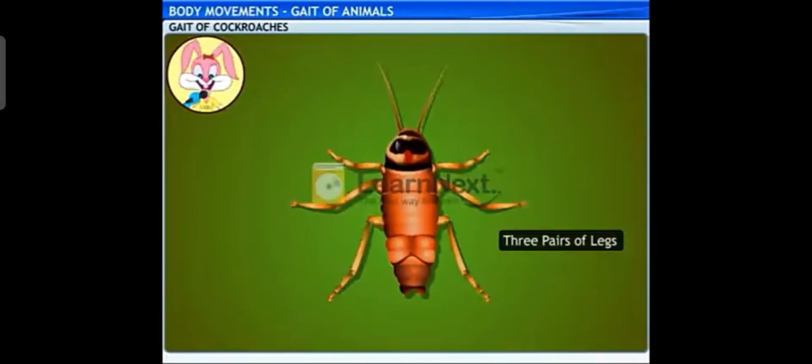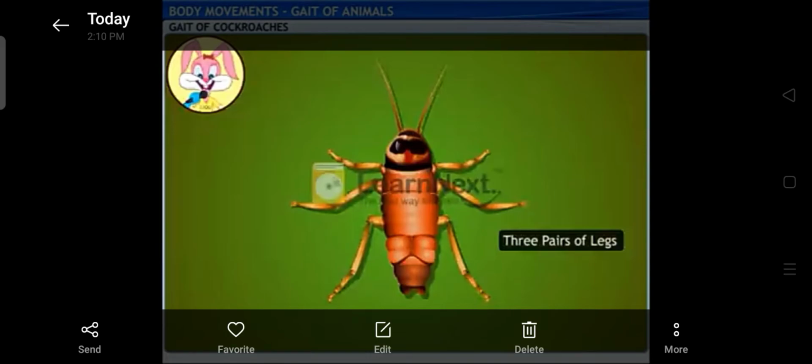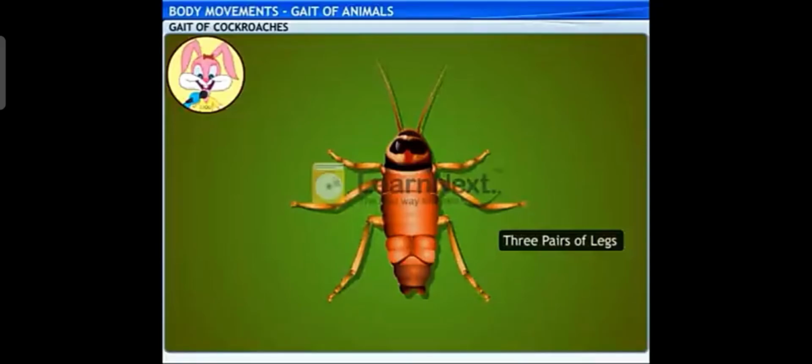So, how is this motion taking place? The cockroach walks with the help of three pairs of legs. You can see here 1, 2, 3, 4, 5, 6. Six legs means 3 pairs, and 1 pair means 2 legs. One pair here, a second pair here, and a third pair at the back. So, 3 pairs of legs help the cockroach to walk.